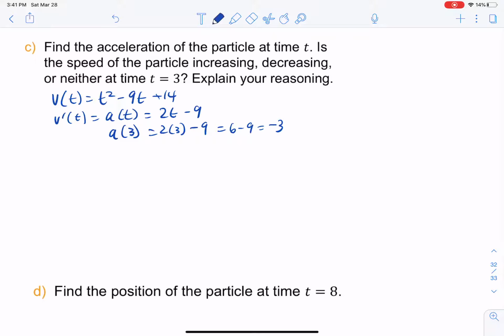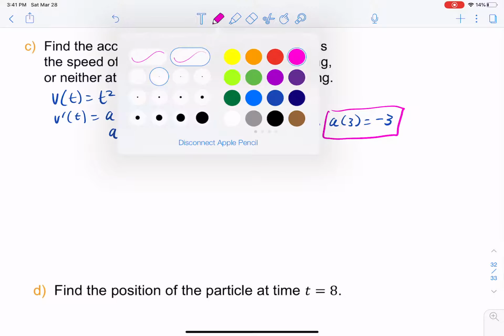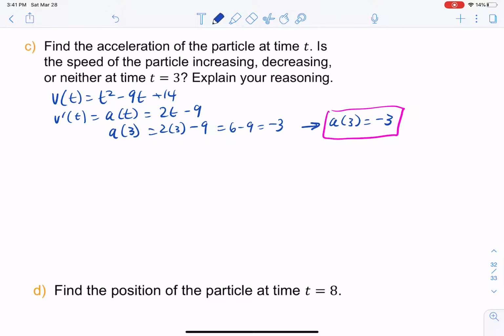So far, so good. So maybe just write that down. So a of 3 equals negative 3. Put an official box around it. And now we want to compare that. Well, it says, is the speed of the particle increasing or decreasing at this time? So I have to compare that to the value of v of 3.